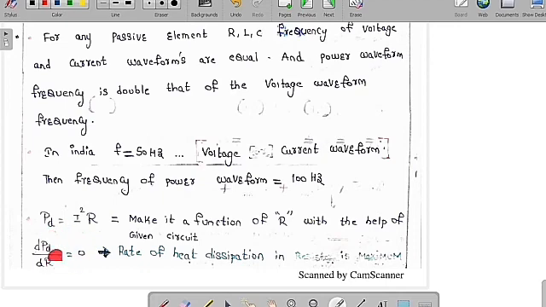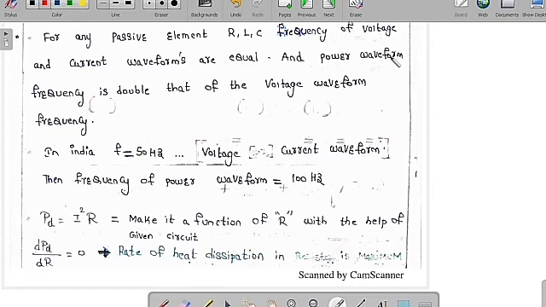If you differentiate this value with respect to R, then the rate of heat dissipation in that resistor is maximum. So at that value of R, you are going to get the maximum amount of dissipation in that resistor. So try to make this equation in terms of R and differentiate with respect to R. Then at that value of R, you get the maximum amount of heat dissipation.